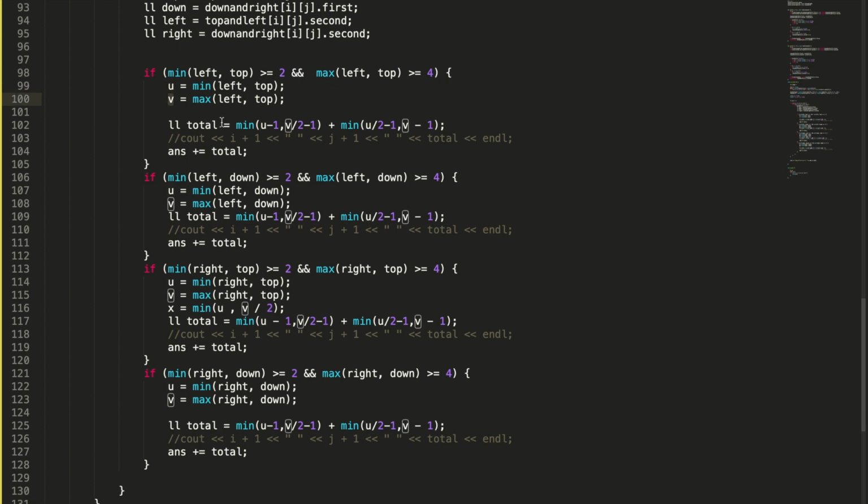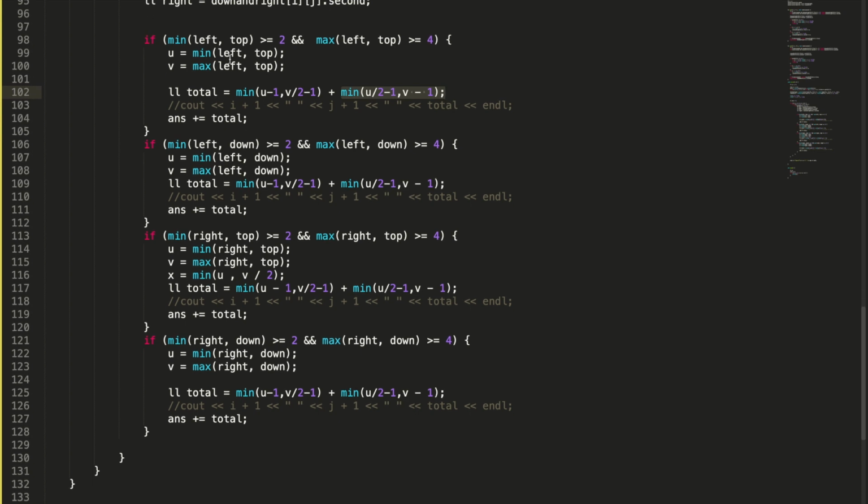And now for total, what we do here is that we consider both sub cases. One is where we take the smaller segment from u and the larger segment from v, and this one is where we take the smaller segment from v and the larger segment from u. So when we take the smaller segment from u, we have u minus 1 possibilities to take smaller segments and v by 2 minus 1 possibilities to take the larger segments. And as we discussed, the minimum of these two values will give me the number of valid L shapes for that particular subcase, and vice versa for the other subcase.